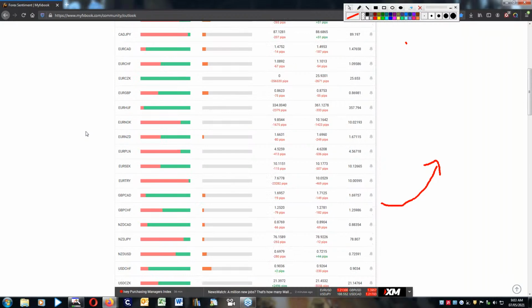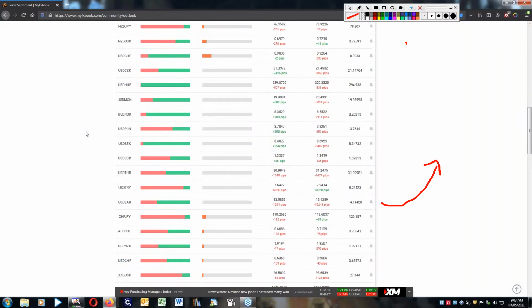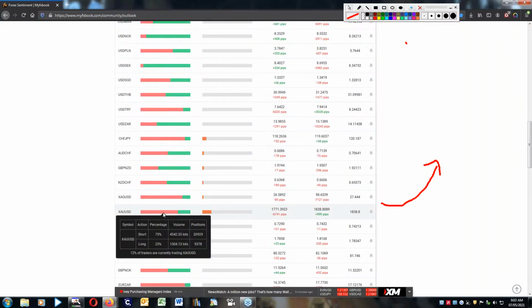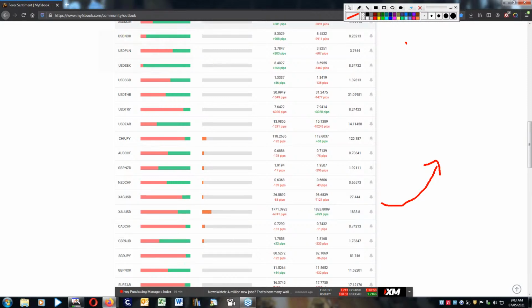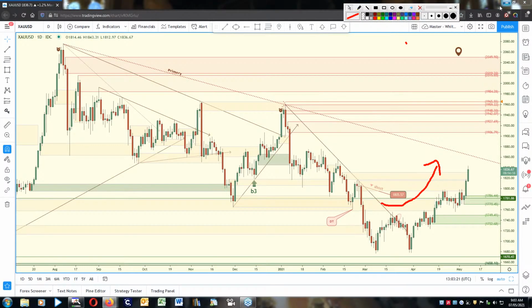So let's take a look at gold. Let's quickly go there. Okay, so they are still short. Oh my gosh, they are short. Look at that, 75% short on gold. What did I tell you? It's exactly as we had laid out. Okay, it's the same thing.